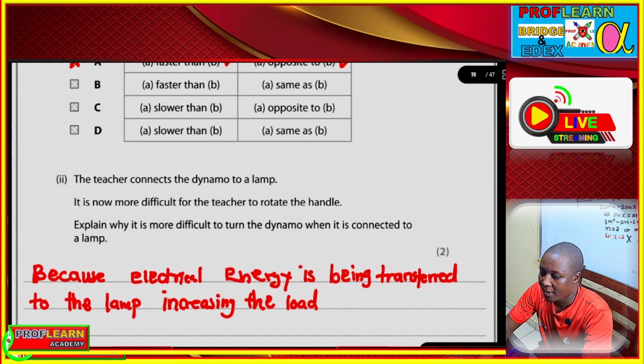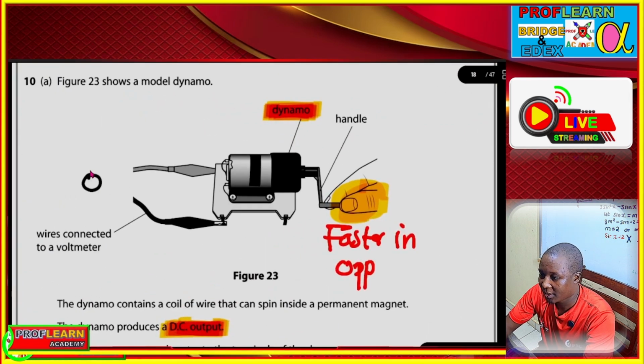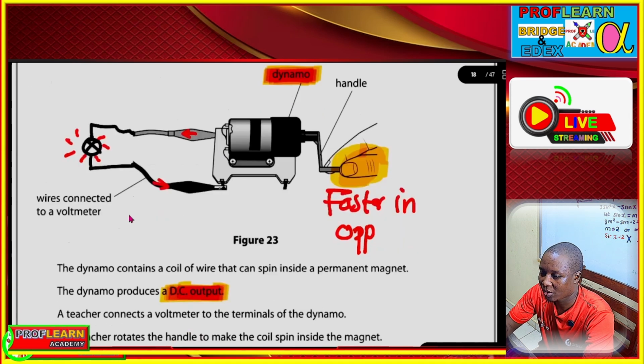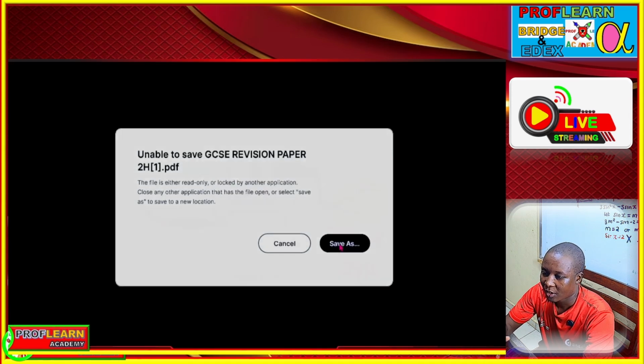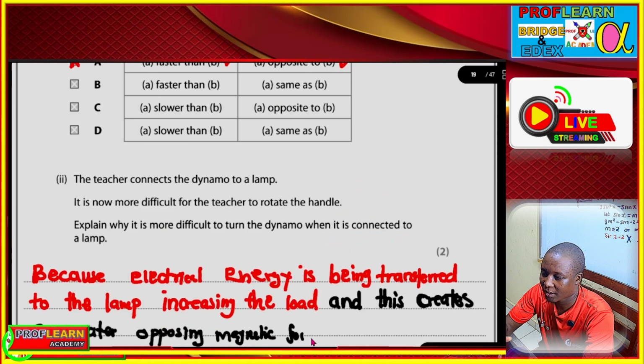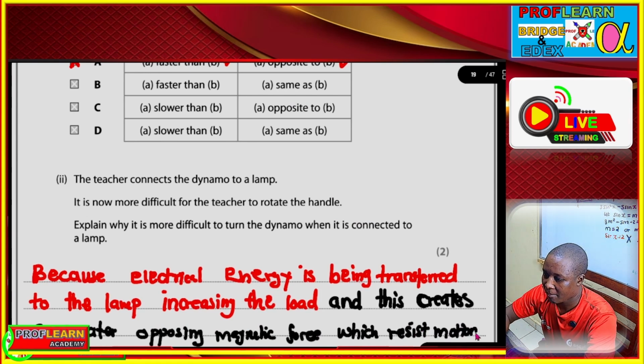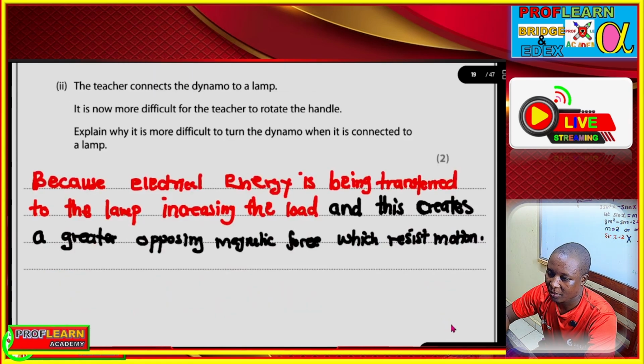Increasing the load, so more work is done. And you can see now when this is connected, it means that more energy is transferred to the lamp to light it, and this increases the load, so the teacher has to do more work. In that case we also need to add a statement: this creates an opposing magnetic force which resists the motion. This creates a greater opposing magnetic force.